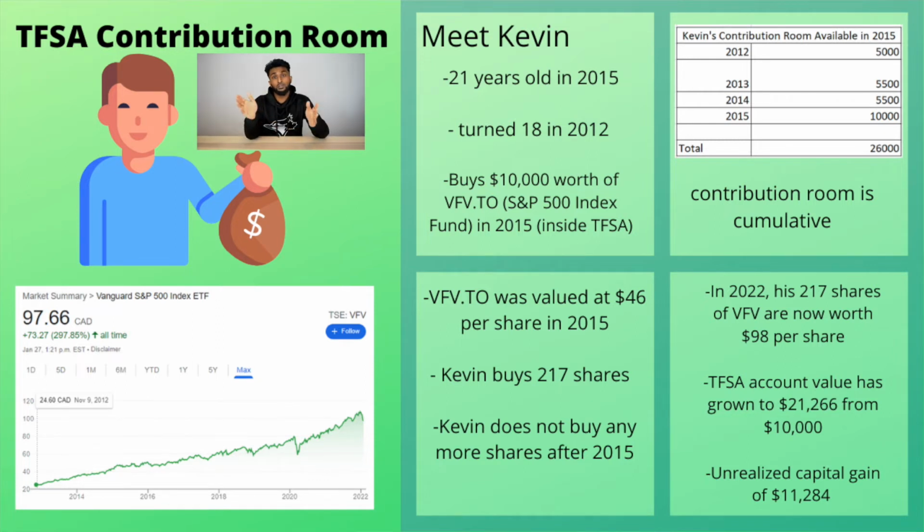So let's fast forward to 2022. Kevin didn't contribute any more after that. And in 2022, his 217 shares of VFV are now worth $98 per share. So his TFSA account value has grown to a total of $21,266. So he has an unrealized capital gain of $11,284 over the past 7 years. So he doubled his money. So the great news about the TFSA is he can withdraw some or all of this money completely tax-free. Wouldn't you like to be Kevin?